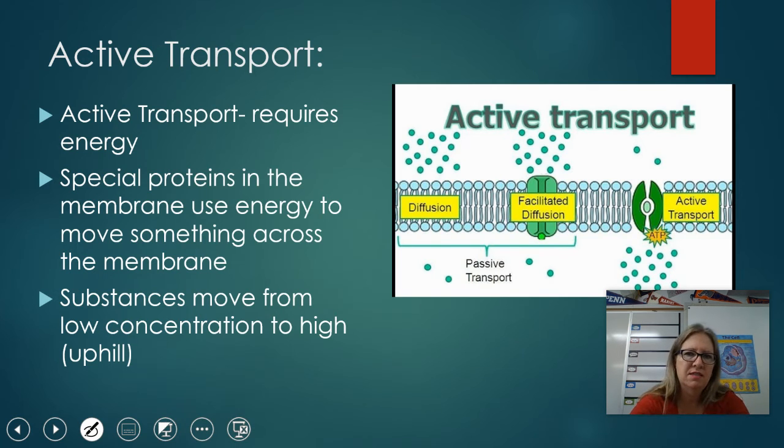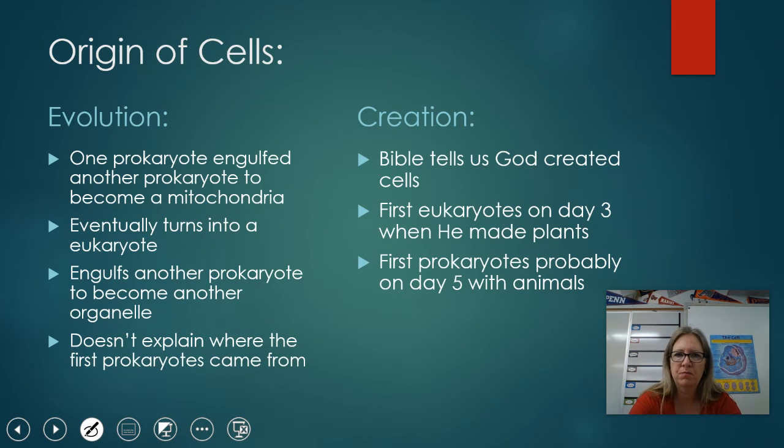And so you see this special gate here. It requires energy, that ATP that your mitochondria is producing for other things as well. That energy comes in, it opens the gate, and it allows the substance to pass. That is active transport because it requires energy, okay?